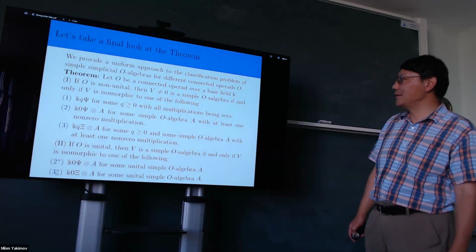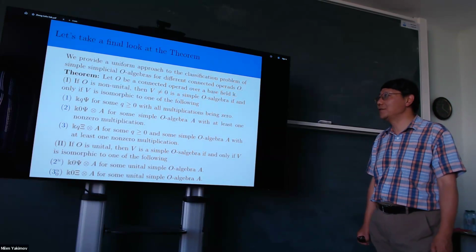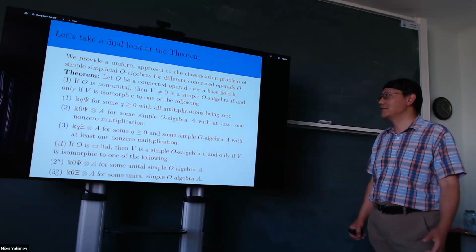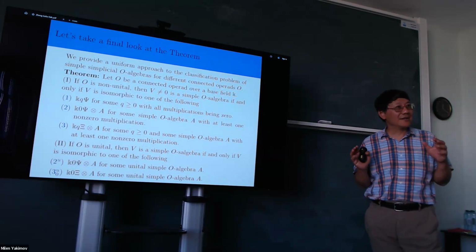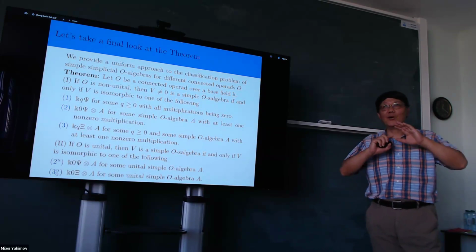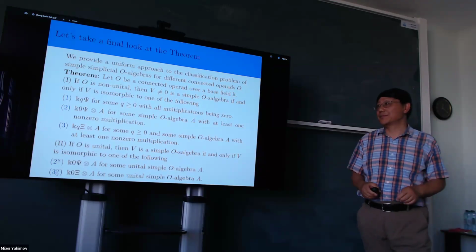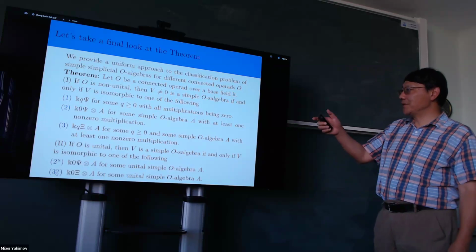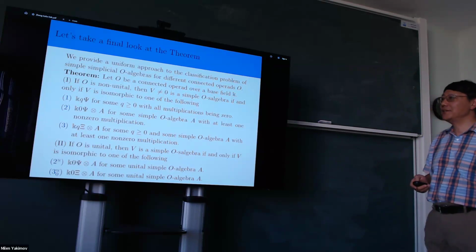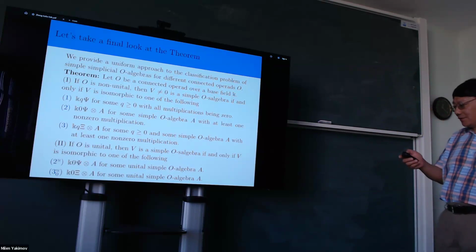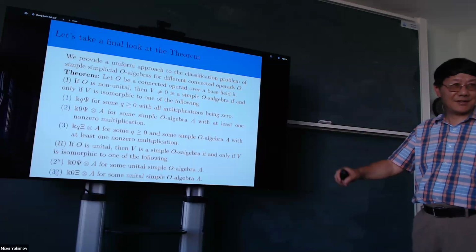So let's take a final look at the theorem. We provide a uniform approach to the classification problem of simple simplicial algebras for different operads. Okay, we didn't say we need only some conditions, but only connected operads. How the theorem works: now I put back the connected condition. If O is a connected operad over a base field, then in the non-unital case, we have 3 classes. In the unital case, we have 2 classes.